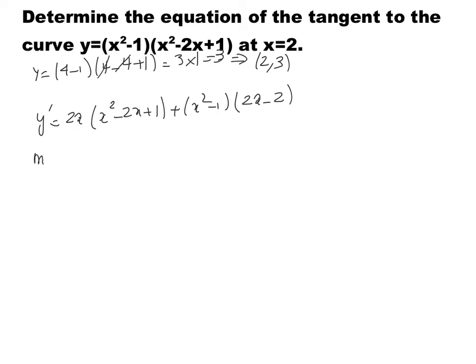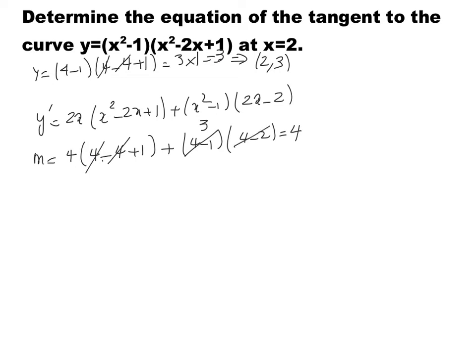So we say that the slope at x equal to 2 is 2 times 2, which is 4, times 2 squared, which is 4, minus 2 times 2, which is 4, plus 1, plus 2 squared, which is 4, minus 1, times 2 times 2, which is 4, minus 2. The 4 minus 4 cancels. So I get 4 times 1, which is 4, plus 4 minus 1, which is 3.